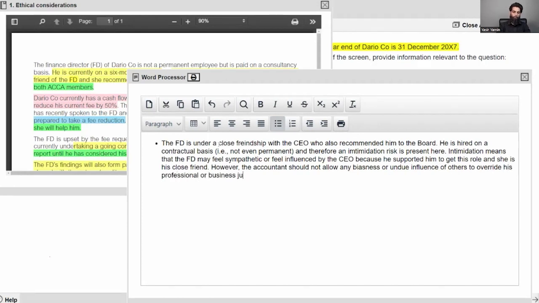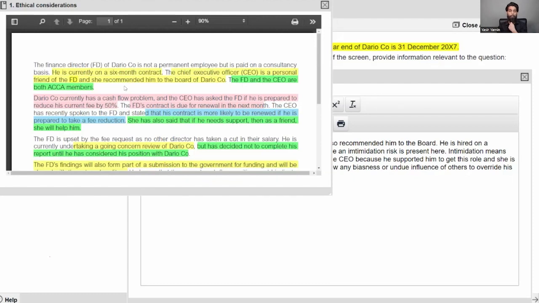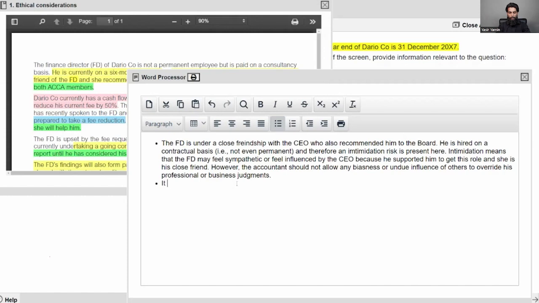So much to write in this scenario. Let's look out for something else. One more point. The finance director and the CEO are both ACCA members. So we should write this point as well. You guys know now what point we can make with regards to this case. It should be noted that the FD and CEO are both ACCA members and are thereby obliged to follow the code of ethics as defined by ACCA. Do mention the word ACCA. Your examiner would be happy about it.